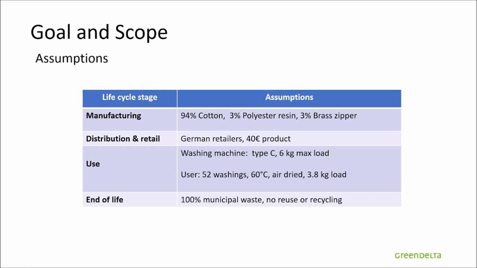kilograms. The sweater is washed 52 times in total at 60 degrees and is air dried, and this is not going to change. And 3.8 kilograms of clothes are loaded in the washing machine every time. Finally, regarding the end of life, it is assumed that the product is treated as municipal waste, which implies that there will be no reuse or recycling of the sweater, like previously.